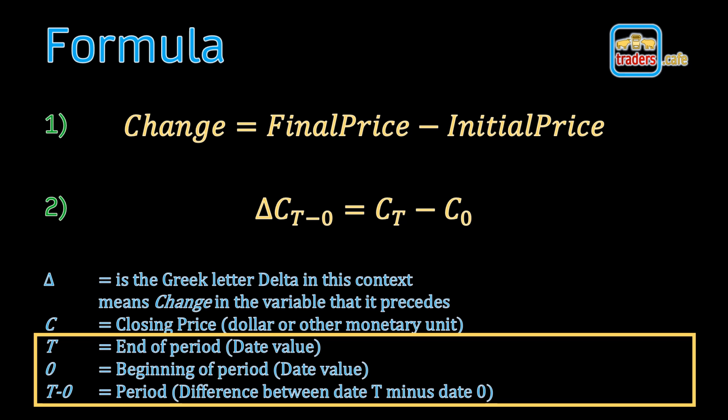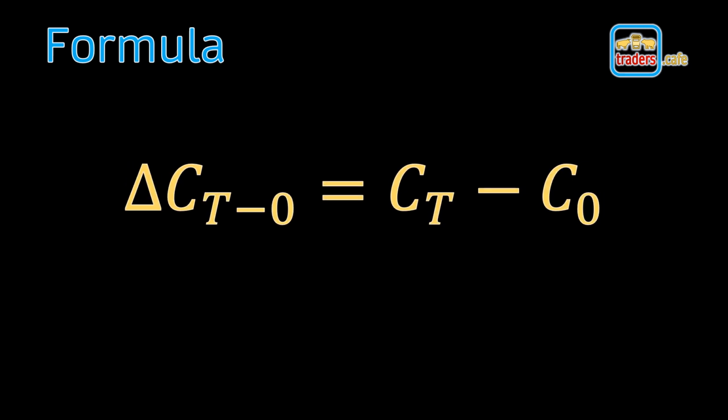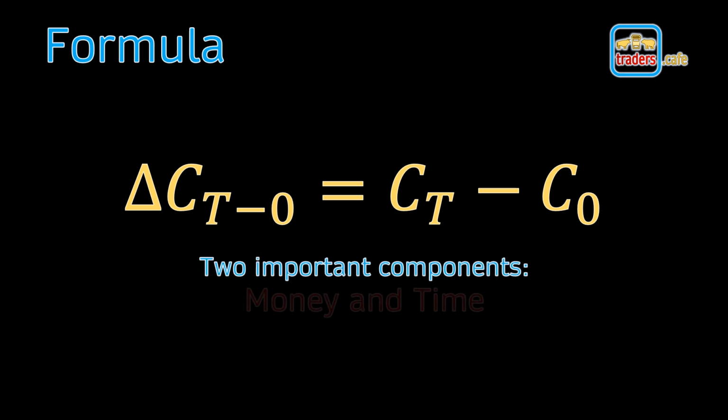T minus 0 is the time period elapsed between 0 and T if T and 0 are dates. The time between can be measured in time units like years, months, days, hours, minutes, or tiny seconds. Now, what does this formula mean? It's simple, really. Delta C subscript T minus 0 tells us the change in the closing price of some asset or security during a particular period. How do we get this change?